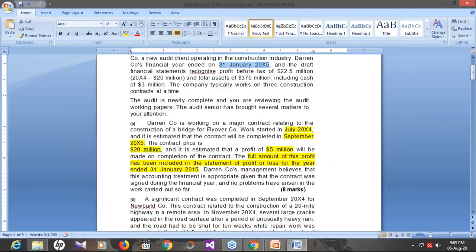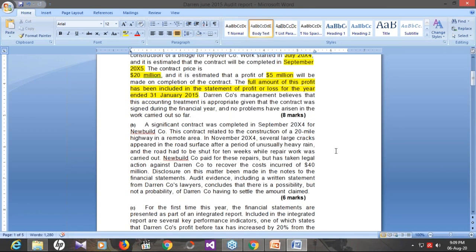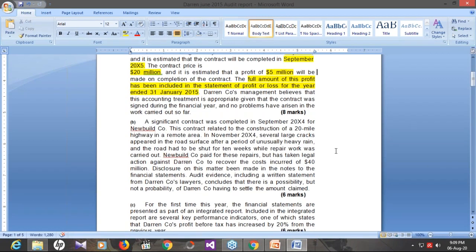If we move forward towards the second part, part B, you can apply the same format in part B. A significant contract was completed in September 20x4 for New Buildco. This contract related to the construction of a 20-mile highway in a remote area. In November 20x4, several large cracks appeared on the road surface after a period of unusually heavy rain, and the road had to be shut for 10 weeks while repair work was carried out. New Buildco paid for these repairs but has taken legal action against Darren Co to recover the cost incurred of $40 million.